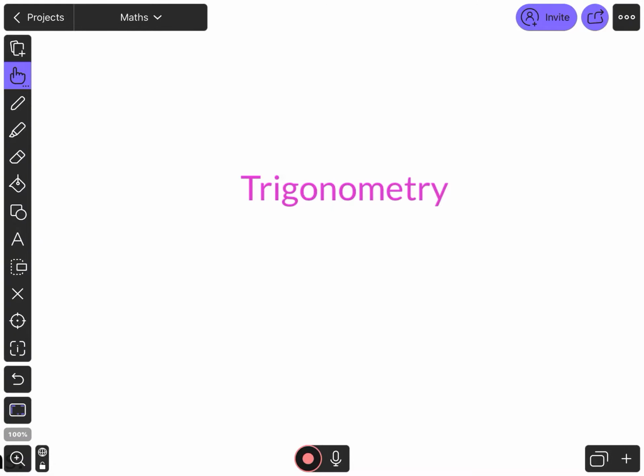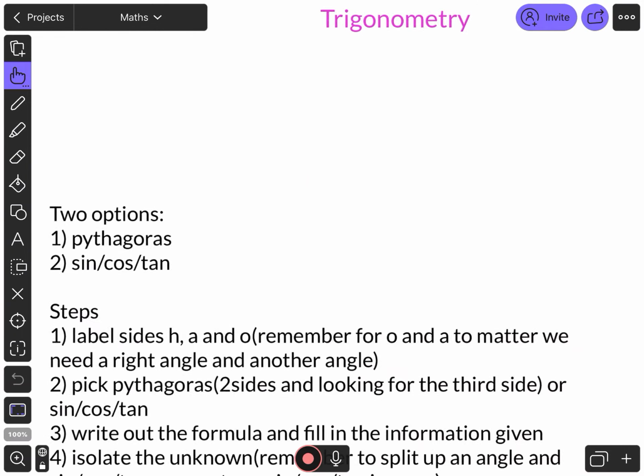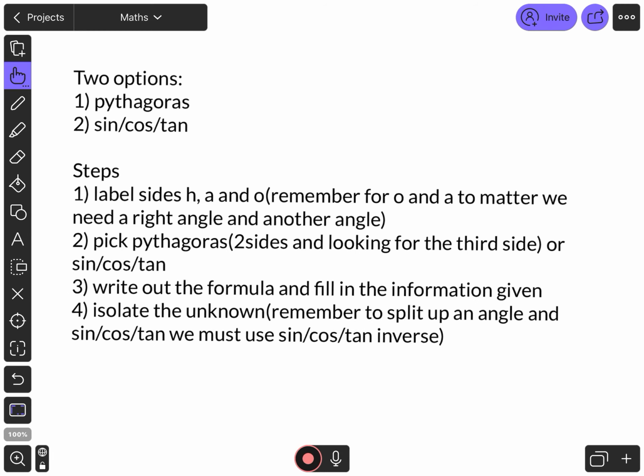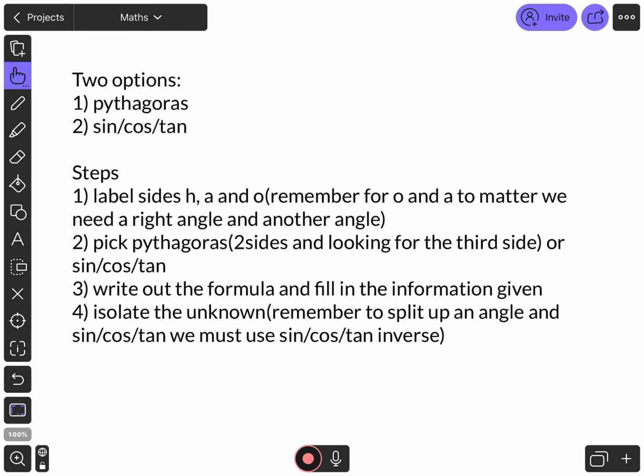Of trigonometry. So for Junior Cert trigonometry, we only need to know two things. We need to know that we're either going to use Pythagoras or we're going to use sine, cos and tan. So they're the only two options. Whenever you come across a trigonometry question, you'll know it's trigonometry because you'll have triangles, right angle triangles and angles. You're either going to use Pythagoras or sine, cos and tan.